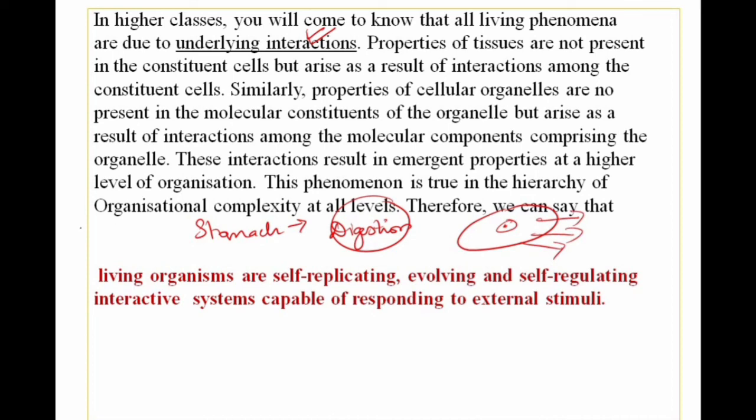So, we can say that living organisms are self-replicating, evolving, self-regulating, interactive systems capable of responding to external stimuli. This is a definition, very important. You need to memorize it. Try to understand it. It's very easy. The living organisms are self-replicating, which means they are capable of reproducing, right? Okay. Evolving, which means that the process of variation leads to evolution. Variation means a different set of characters which is accumulated leads to evolution.